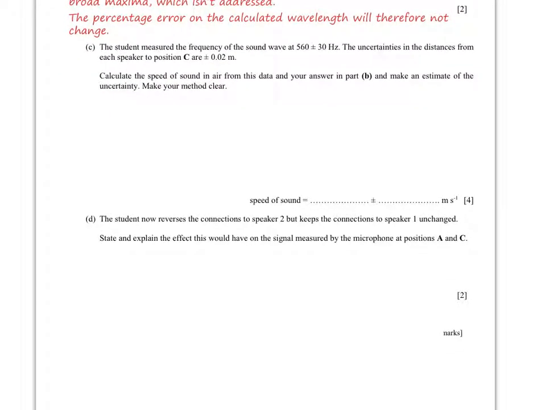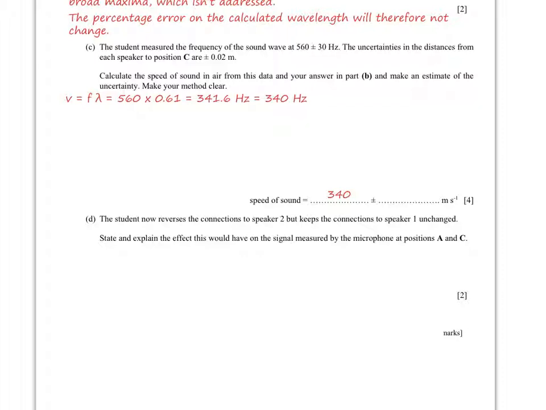We're then asked to find the speed of sound using the information that we've got. The frequency of the sound emitted was 560 plus or minus 30 Hertz, and we're told that the uncertainties in the distance from each speaker to position C is plus or minus 0.02 metres. So first off, define the speed of sound using our 0.61 metre wavelength and 560 Hertz, so frequency times wavelength, and we get a little bit over 340. So 340 to two significant figures. My data is to two significant figures. So I've got that bit, and then we can think about the uncertainty.